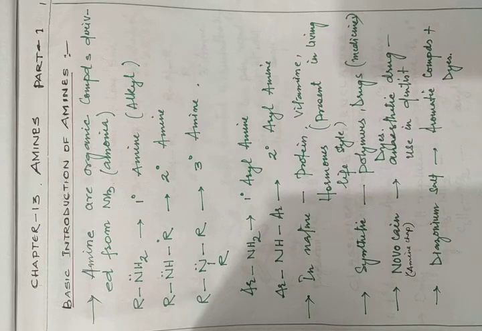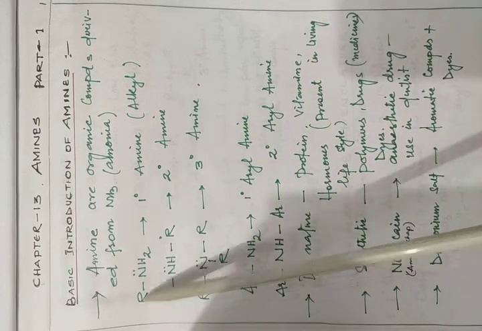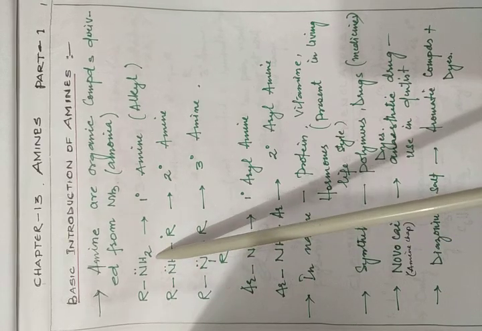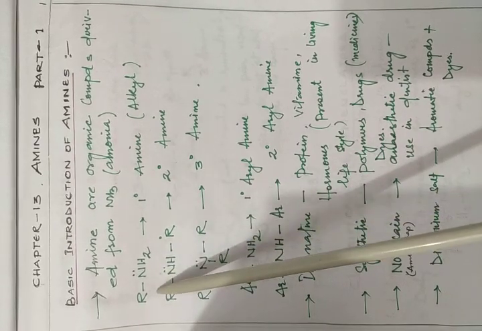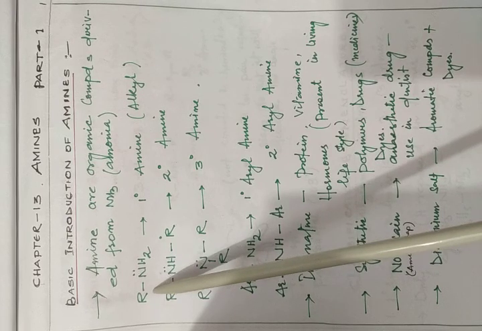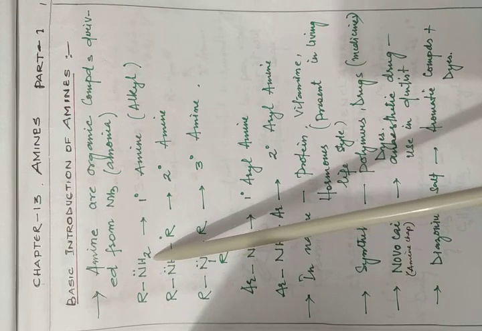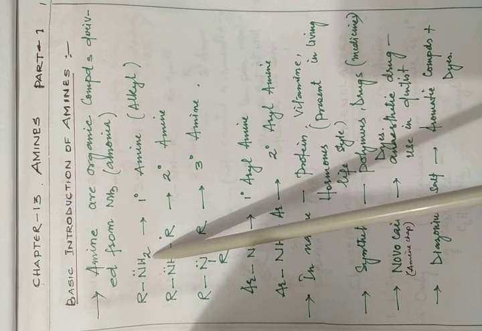Amines are organic compounds derived from ammonia. So from ammonia we derive the amine. This is the representation form. Here R, then a single bond, then NH2, that is the amino functional group.